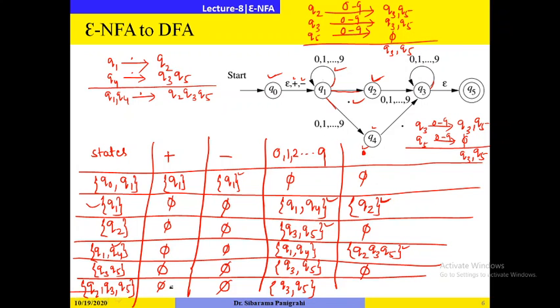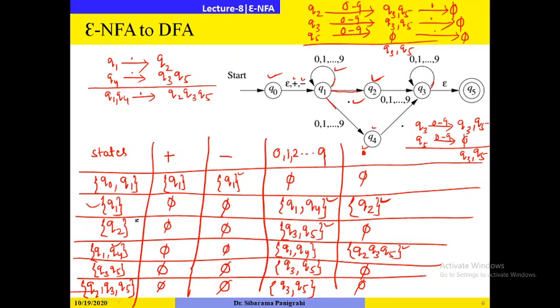Now Q2 Q3 Q5 by taking dot as input. So Q2 by taking dot as input, what is the next state? There is no next state, so it's 5. Q3 by taking dot as input, what is the next state? There is no transition, so it's again 5. Q5 by taking dot as input, what is the next state? There is no next state. So here you will get 5.